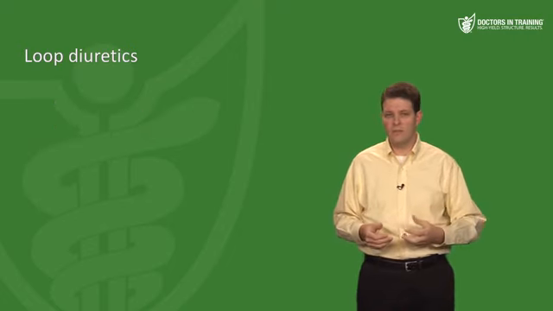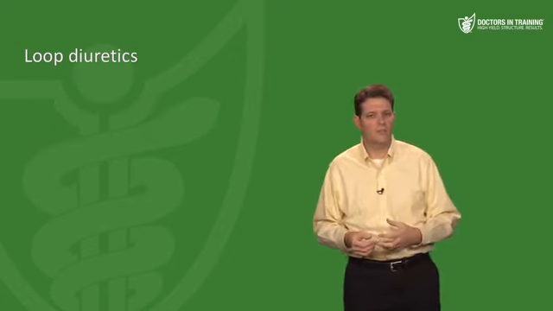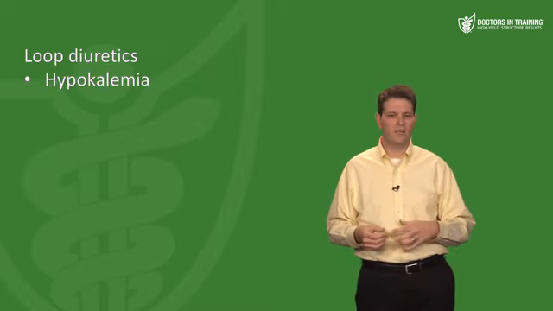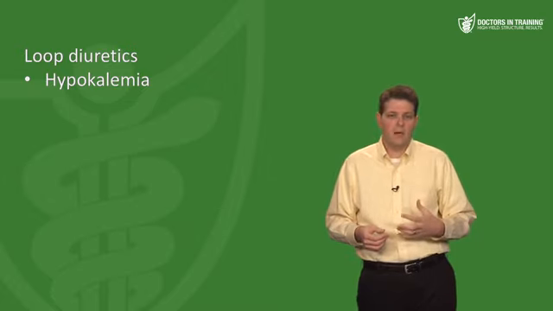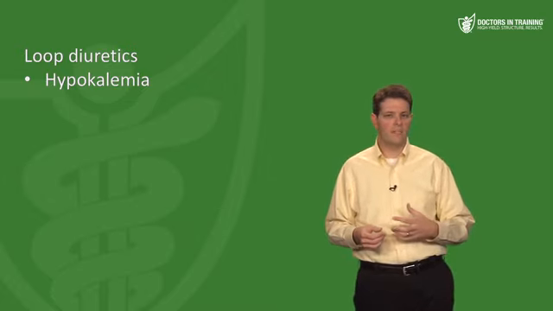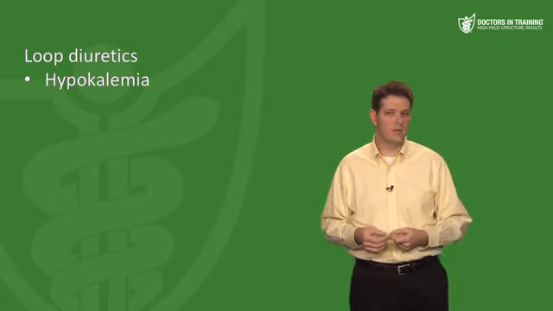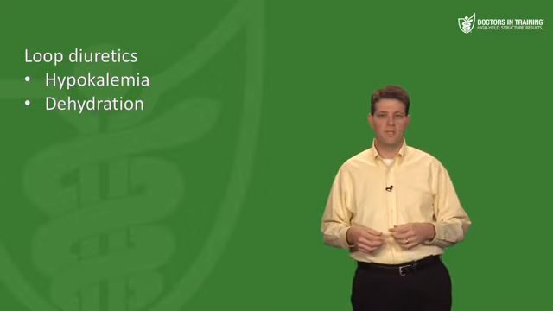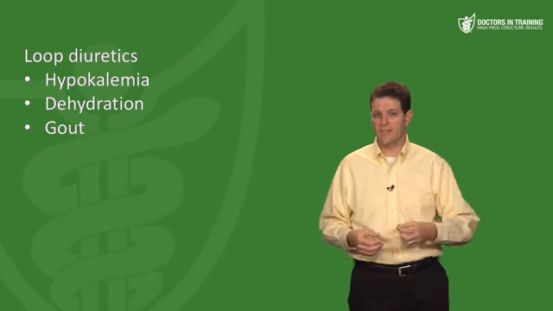Then for the side effects of loop diuretics, the most common side effect is probably hypokalemia. Patients taking loop diuretics chronically are going to excrete a lot of potassium, and they can potentially become hypokalemic. We often have to give these patients potassium supplements. And obviously when you're losing a lot of fluid, you can become dehydrated. Loops can precipitate gout because they interfere with uric acid excretion.